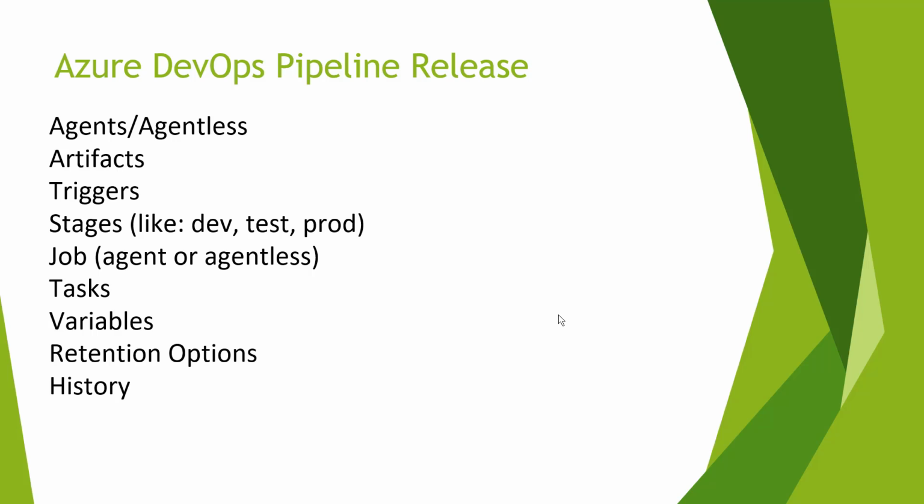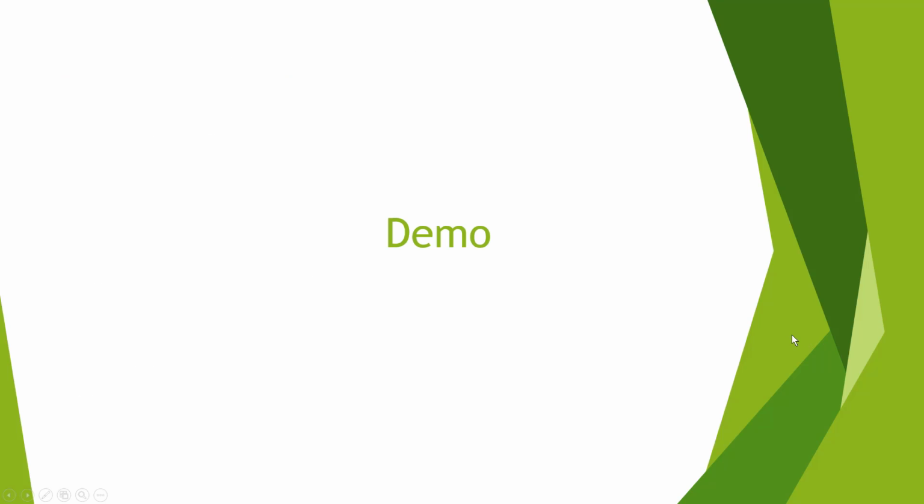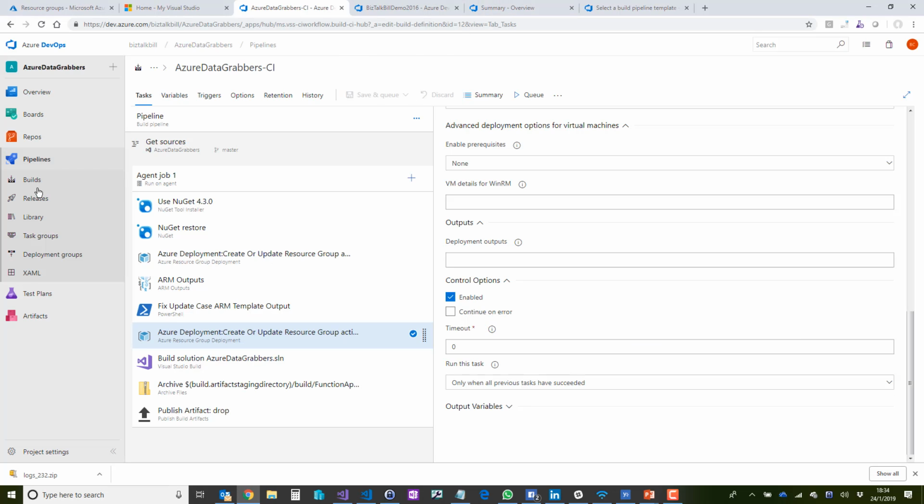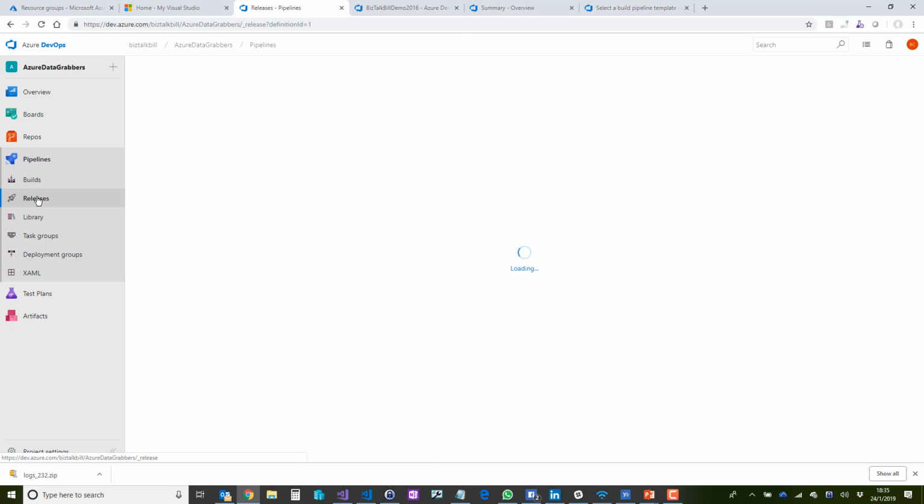Again, we have our job sections in there where they can run on different agents. We have those same set of tasks. We have some variables that we can control in there, and our retention and our history. So let's go back, and here we'll go to a release.